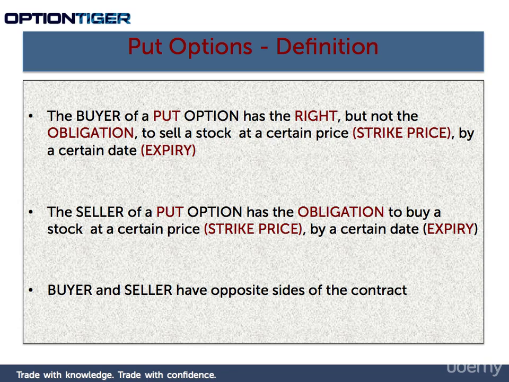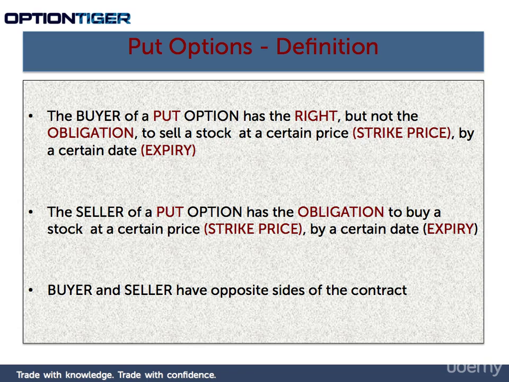In the case of a call option, the buyer of a call option had the right but not the obligation to buy a stock at a certain strike price, whereas in the case of a put option, the buyer of the put option has the right but not the obligation to sell the stock at a certain strike price by a certain date, which is called the date of expiry.